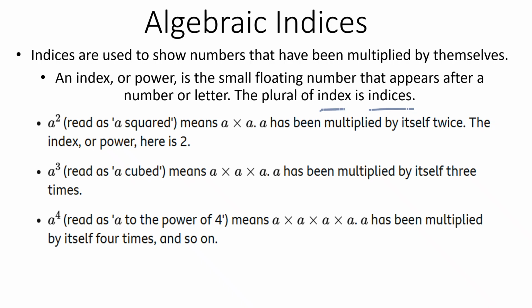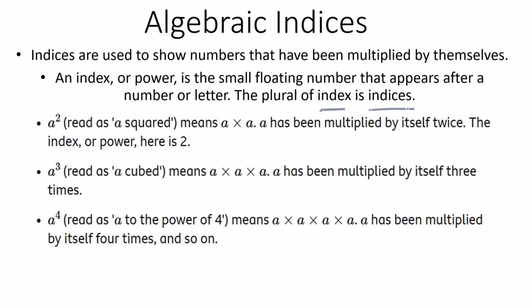So how does it help us? First we will see a to the power 2. If I'm writing this, it means that a has been multiplied by itself twice, and the index or power here is 2. In the same way, a to the power 3, so the index is 3. A to the power 4, so the index is 4. Okay, now there are different rules we have for finding the algebraic indices.